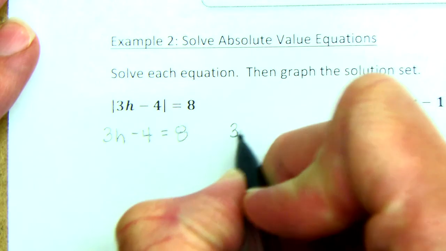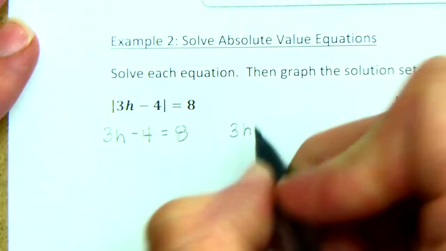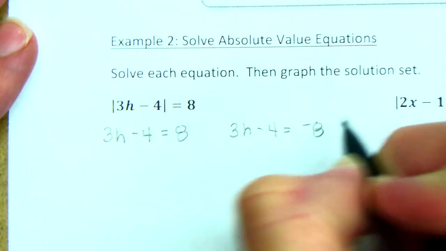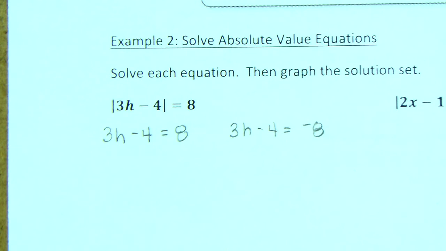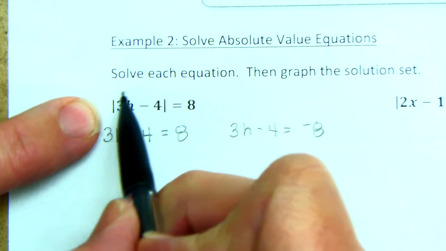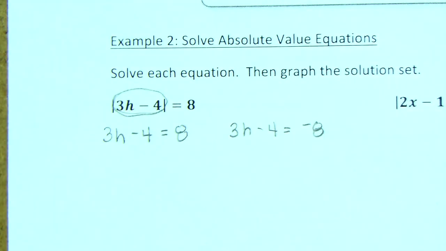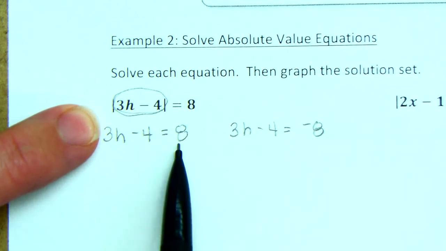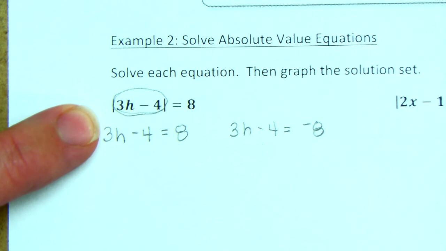But before that absolute value, 3h minus 4 may have actually given you a negative 8. So really, there are two possible outcomes. This right here could be a positive 8, or it could be a negative 8, because both of those values would give you the absolute value of 8. So we take this equation and we make it two, one with a positive answer and one with a negative answer, because we have no way of knowing which one of those we had. So we have two possible answers.